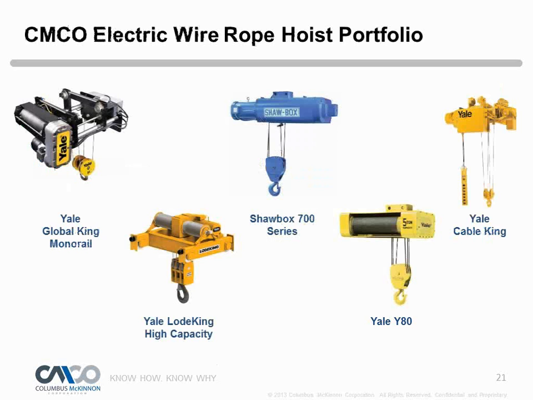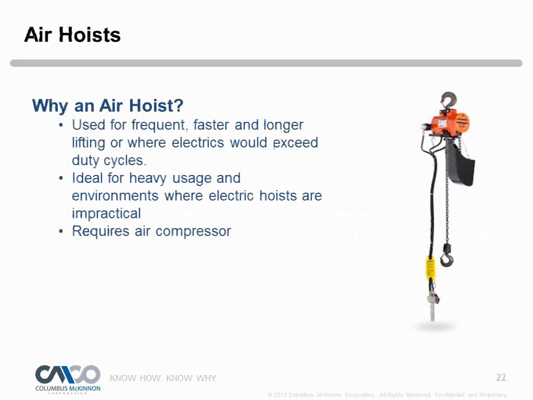Quickly, the wire rope hoists that we offer are the Yale Global King hoist, the Shaw Box 700 series, the Yale Cable King, the Y80 or the Shaw Box 800, and the Yale Load King high capacity unit. So that's the portfolio that we offer in the wire rope family.